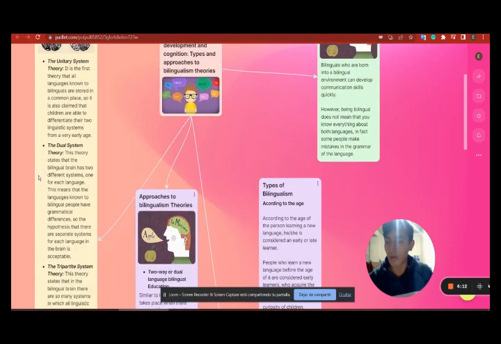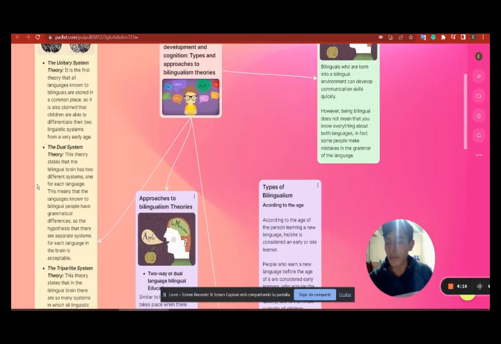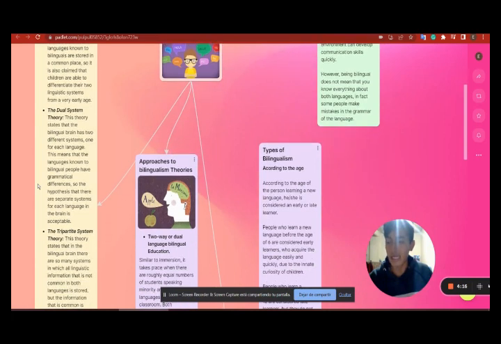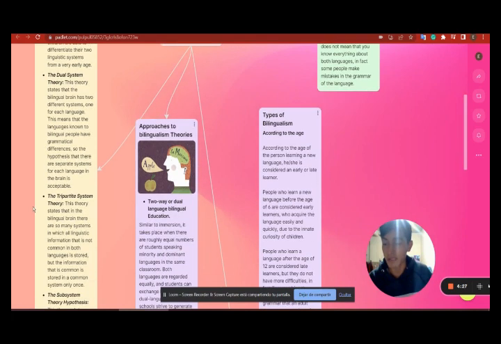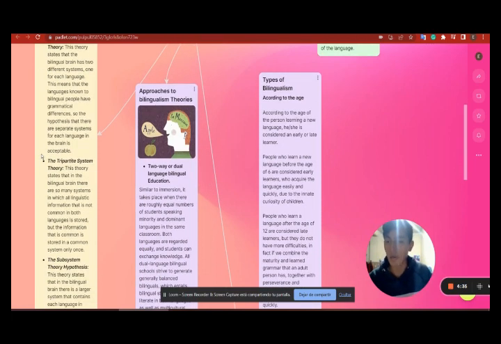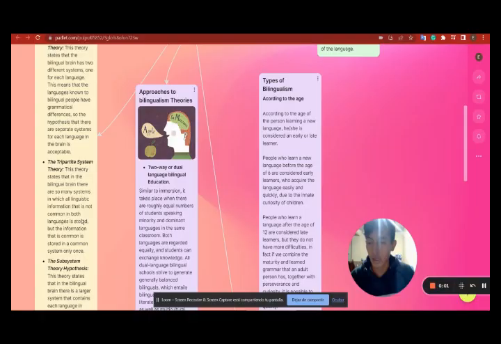Another theory of bilingualism is the dual system theory. This theory states that the bilingual's brain has two different systems, one for each language. This means that the languages known to bilingual people have grammatical differences. So the hypothesis that there are separate systems for each language in the brain is acceptable.